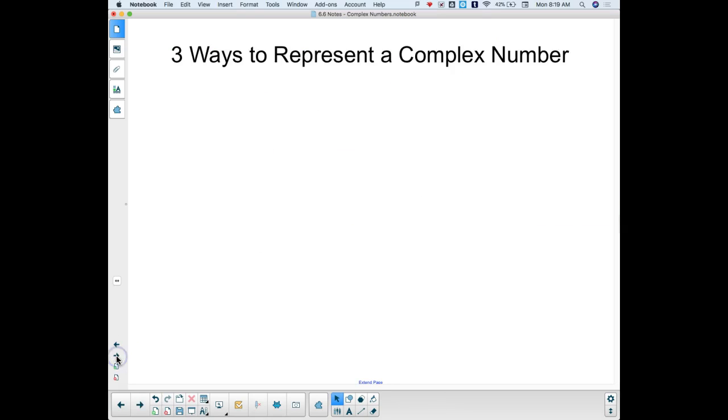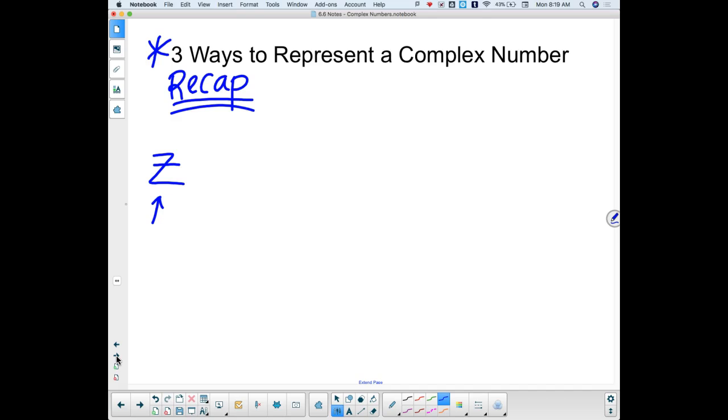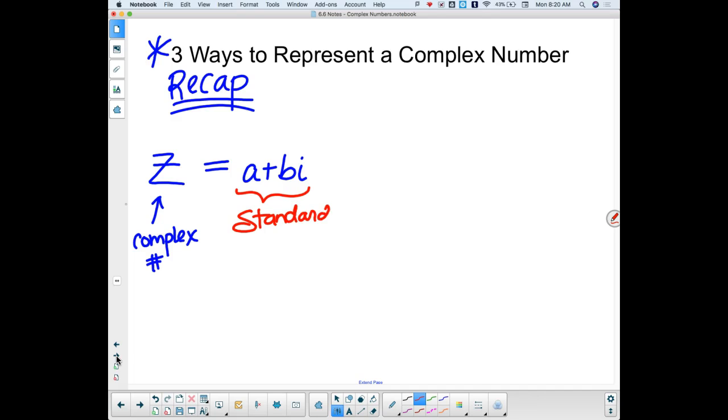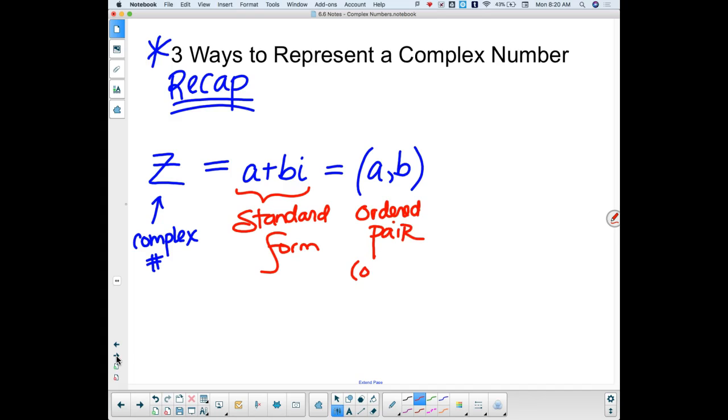Alrighty. One more slide. So the three ways to represent a complex number, this you should write down. Okay? So z, we call z our complex number. That's just our basic name for it. It's equal to a plus bi, which is the standard form. Which is also equal to a comma b, which is the ordered pair form in the complex system.